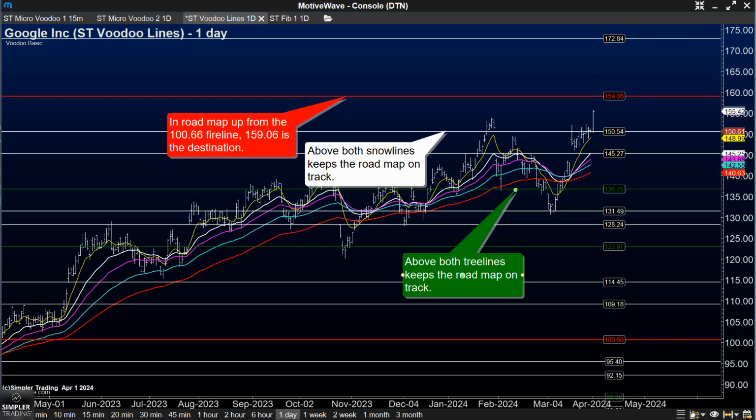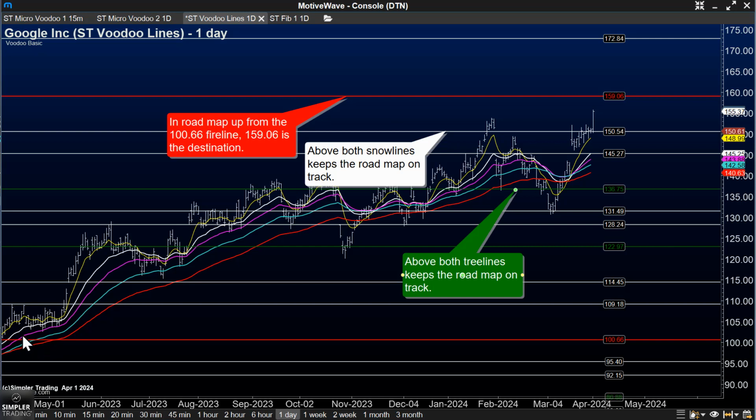So the first way that we're going to take a look at Google is through the lens of the Voodoo Lines roadmaps. The Voodoo Lines incorporate elements of Fibonacci into creating these levels where Voodoo fire lines, these red levels, are the most important levels, and then we've got tree lines, the second most important, and then snow lines, the third most important, and others. But those are the ones we'll be focusing on this evening.